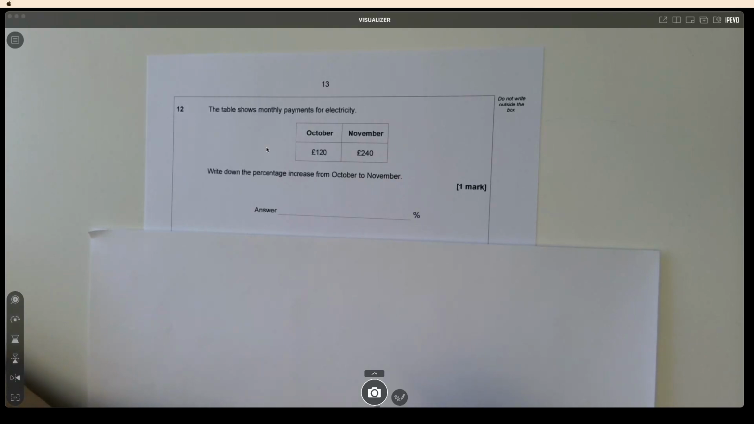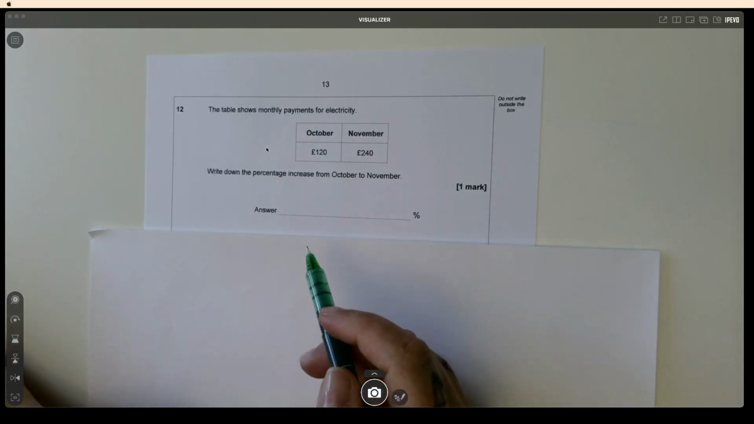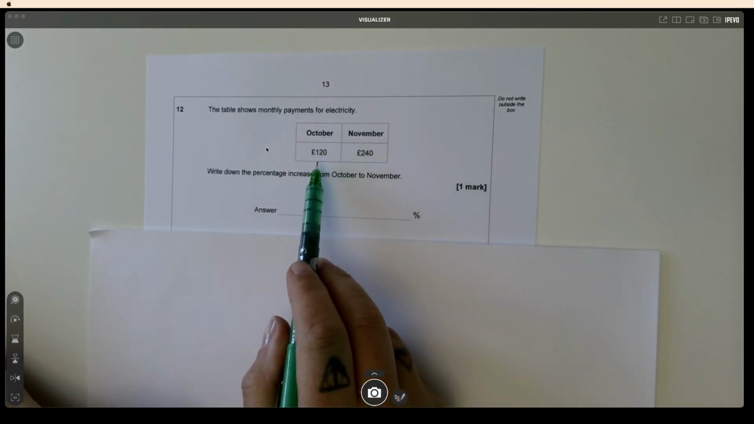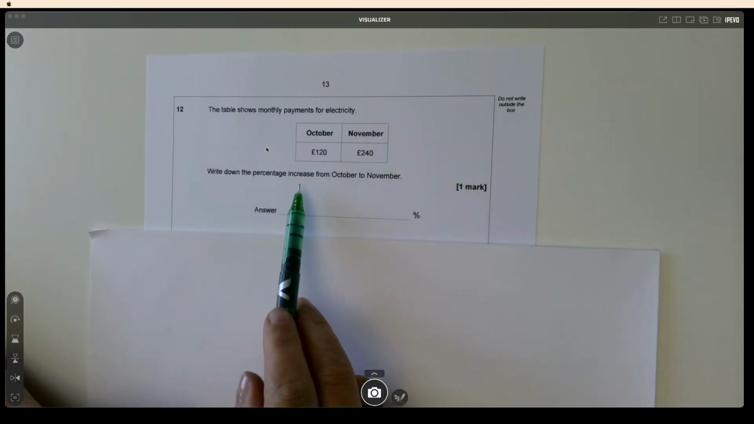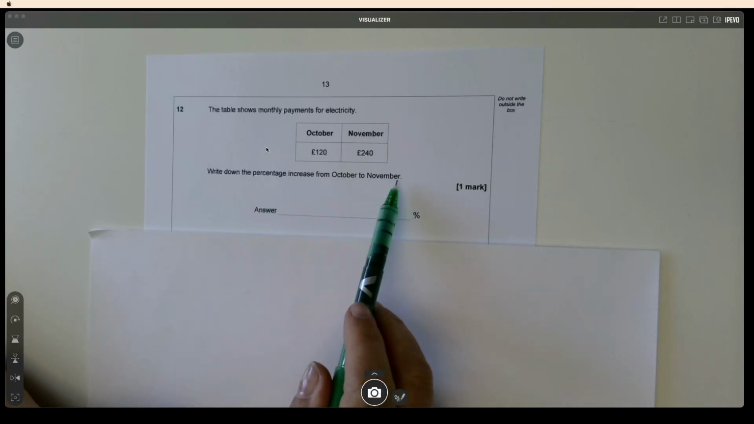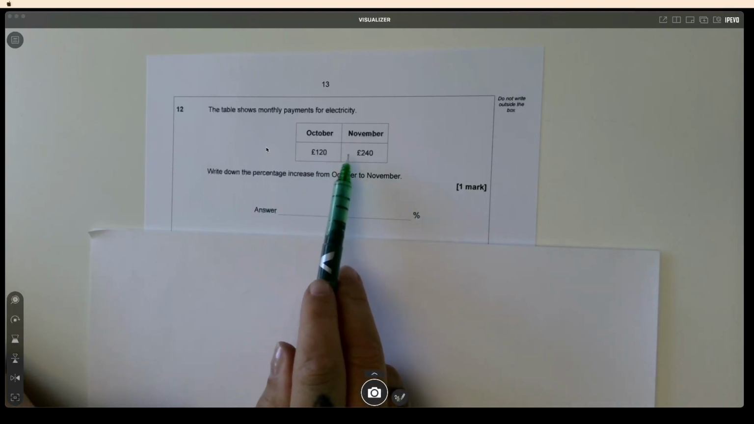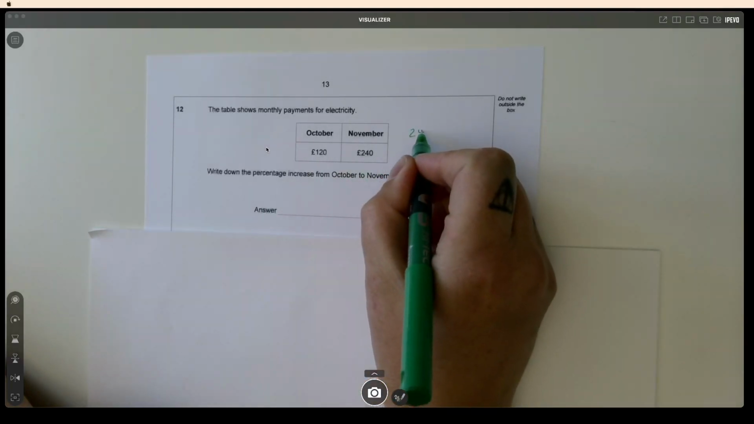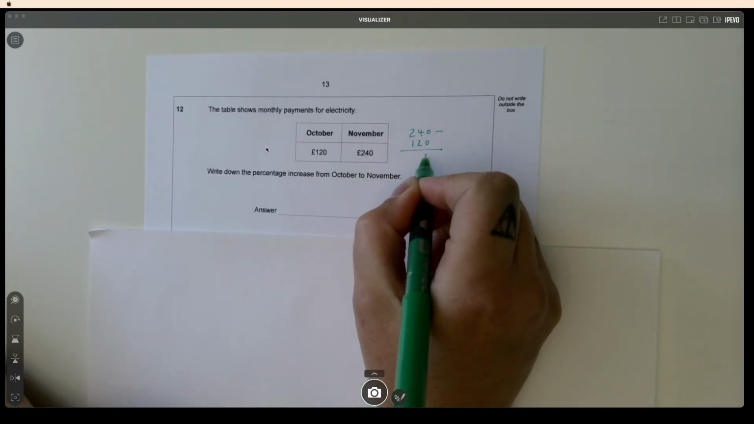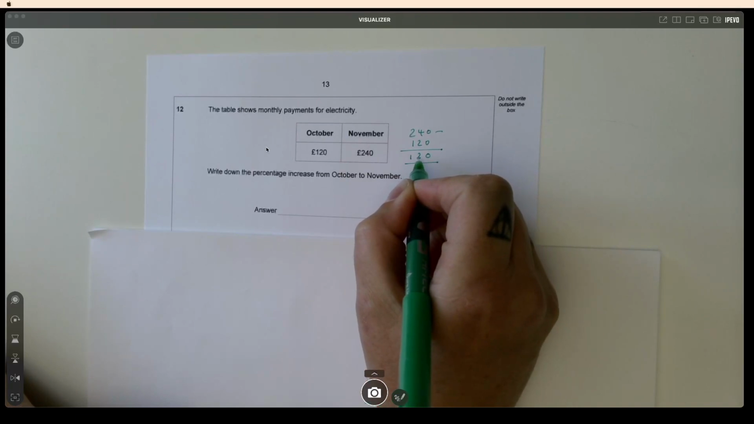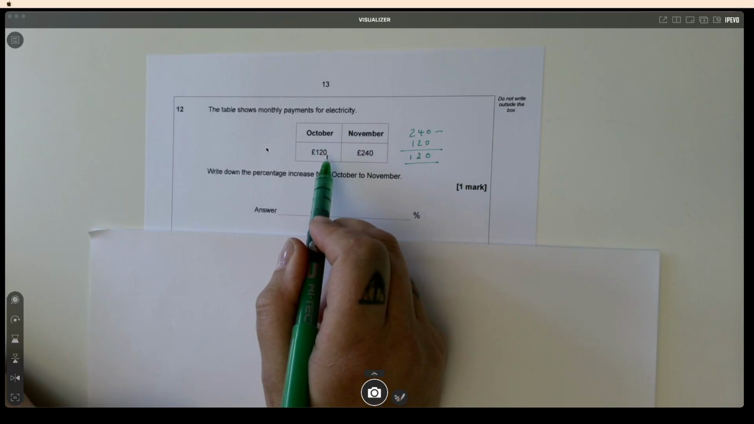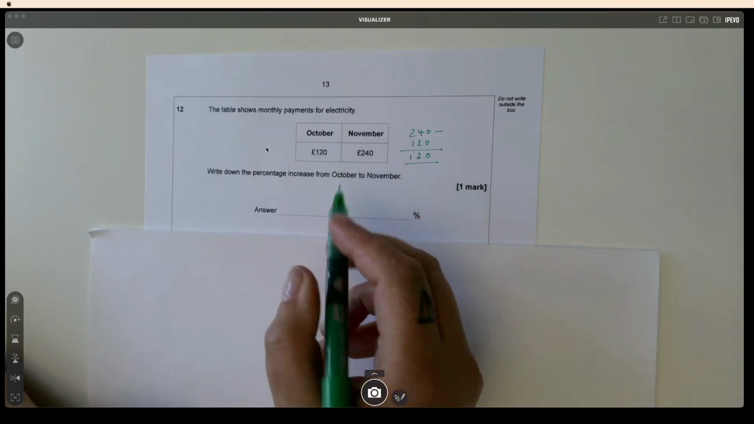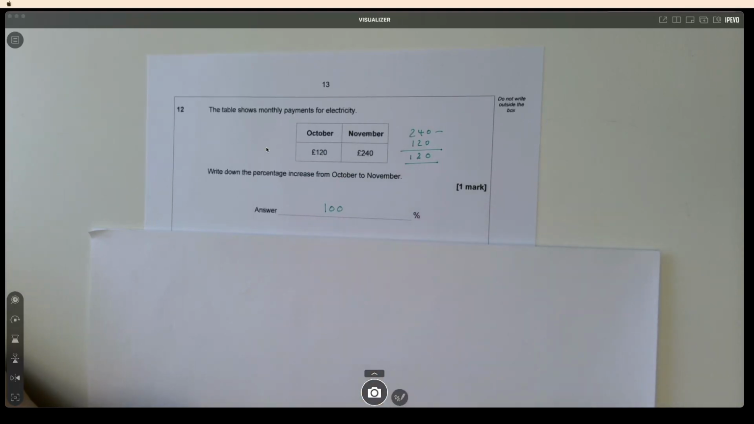Question 12. The table shows monthly payments for electricity. October was £120, November was £240. Write down the percentage increase from October to November. So for the percentage increase, we need to find the difference. So 240 subtract 120 is 120. So the increase is exactly the same as the cost for electricity in October. So because it's exactly the same, it's 100% increase.